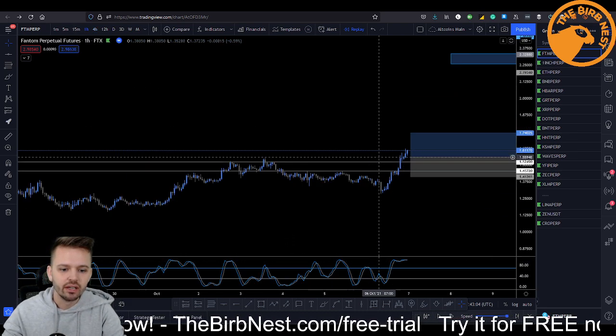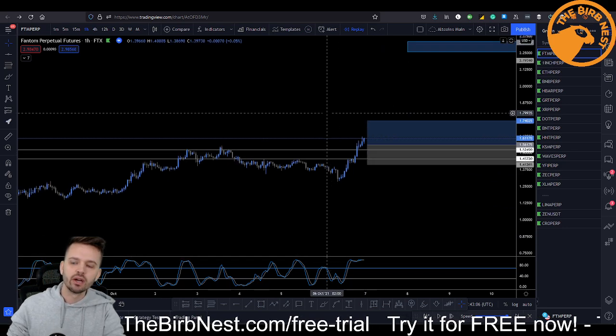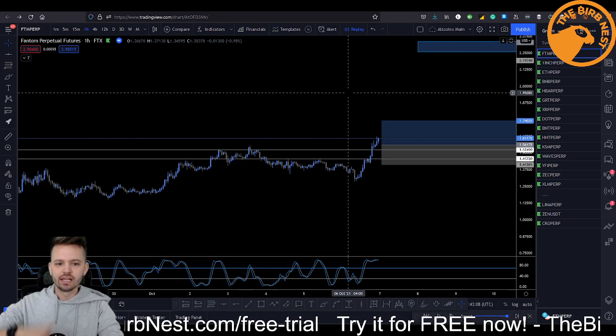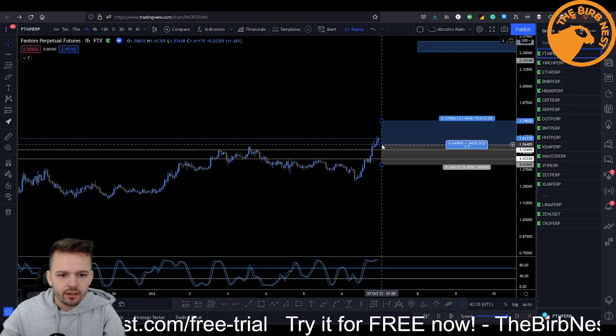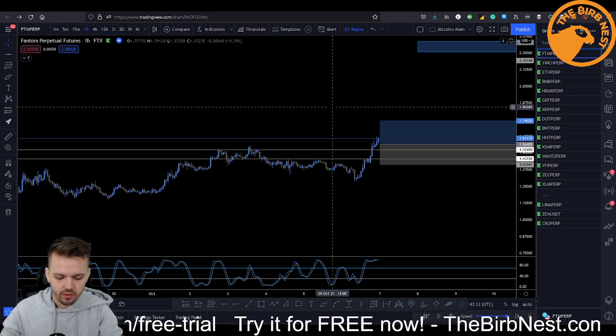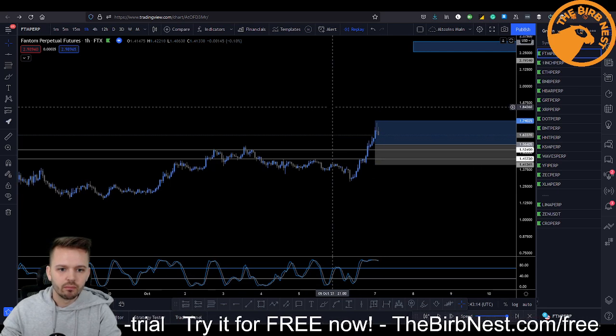You can also see that on the 1 hour, the stochastics RSI is way overbought, so you might want to see a slight retrace. So let's see if we get that.